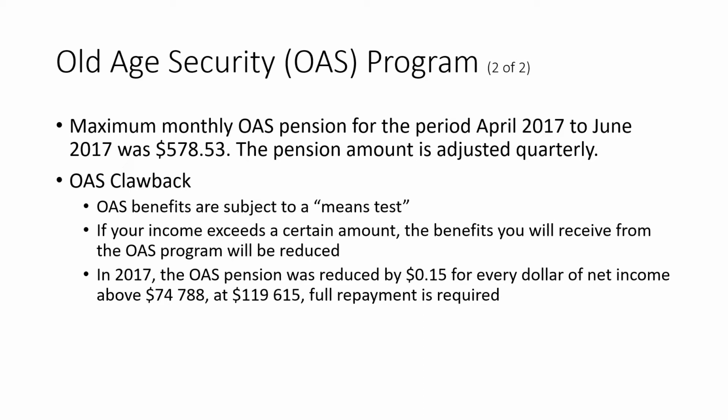OAS clawback. OAS benefits are subject to a means test. If your income exceeds a certain amount, the benefit you will receive from the OAS program will be reduced. In 2017, the OAS pension was reduced by $0.15 for every dollar of net income above $74,788. At $119,615, full repayment is required.